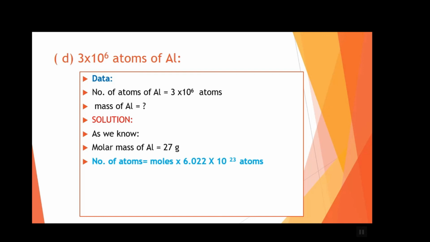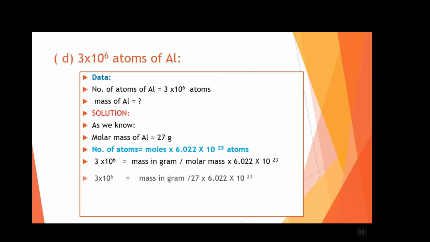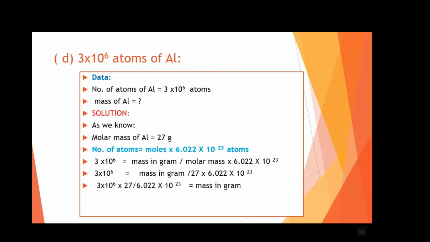Now number of atoms is equal to moles into 6.022 exponent 23 atoms. We have to find the mass of aluminum, but first we will apply that formula. Number of atoms is equal to moles into Avogadro's number atoms. Just put the values. Yes, how many atoms do we have? 3 exponent 6 is equal to mass in gram, and just open the formula of moles. Mass in gram divided by molar mass multiplied by Avogadro's number. Now 3 exponent 6 is equal to mass in gram divided by 27, that is the molar mass, into Avogadro's number of atoms. Now here 27 will multiply with the number of atoms, and Avogadro's number will divide with the number of atoms.